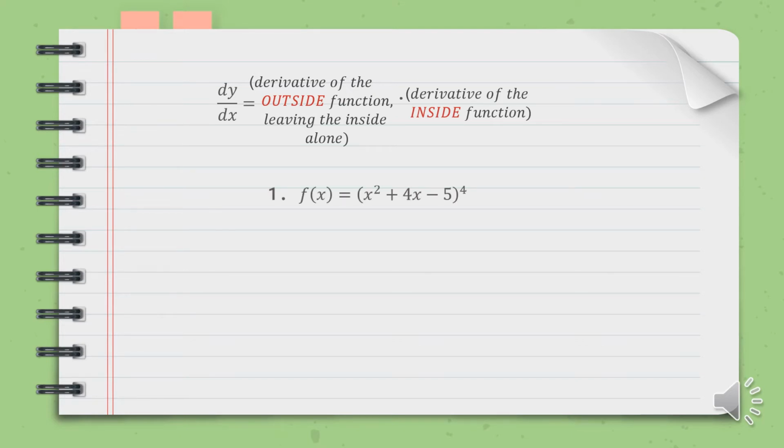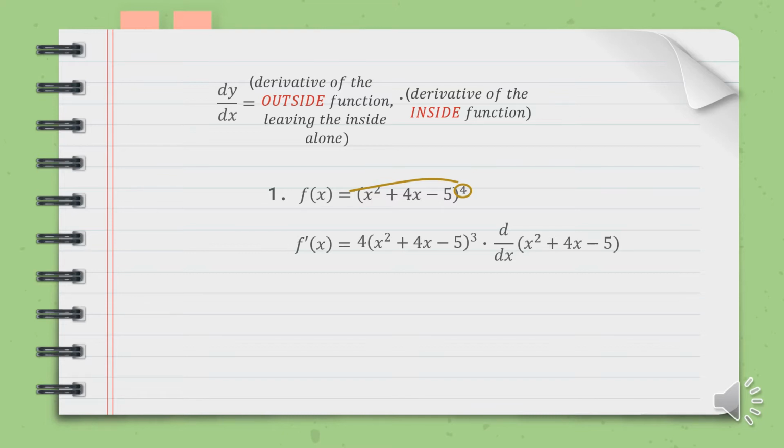For the first one, we have f of x is equal to x squared plus 4x minus 5 raised to 4. So, using the power rule, to find the derivative of the outside function leaving the inside alone, it will be f prime of x. So, using the power rule, we bring down the 4, and we subtract one from the exponent 4. But the inside function remains the same. Then, we will multiply by the derivative of the inside function, our inside function, x squared plus 4x minus 5.